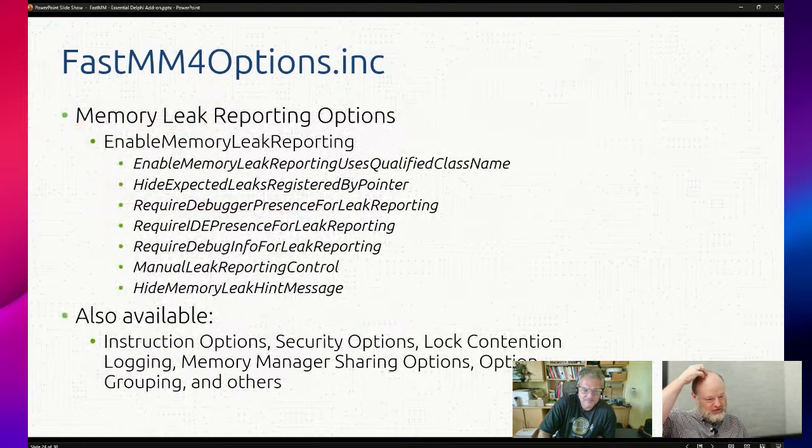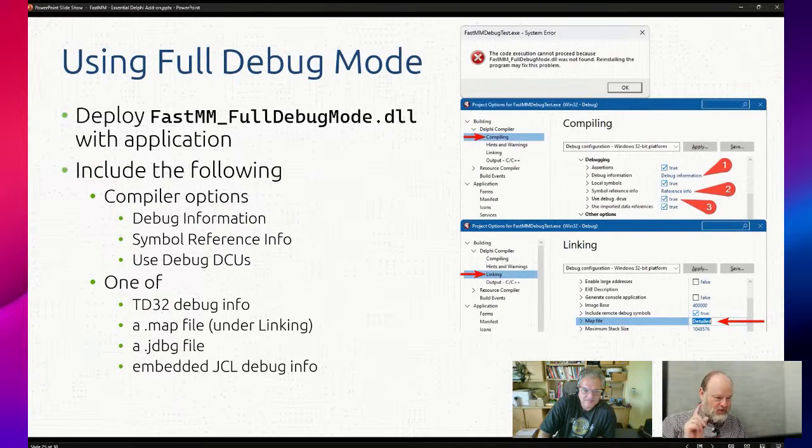Then you can also turn on memory leak reporting, which has a lot of sub options as well. And then I'll show the source code for the security options. When you turn on full debug mode, you have to deploy the FastMM full debug mode DLL, and there is both a 32-bit and a 64-bit version, so make sure you deploy the right one. If you don't turn these other options on, it doesn't give you as detailed reports, so it's way more useful if you turn them on.